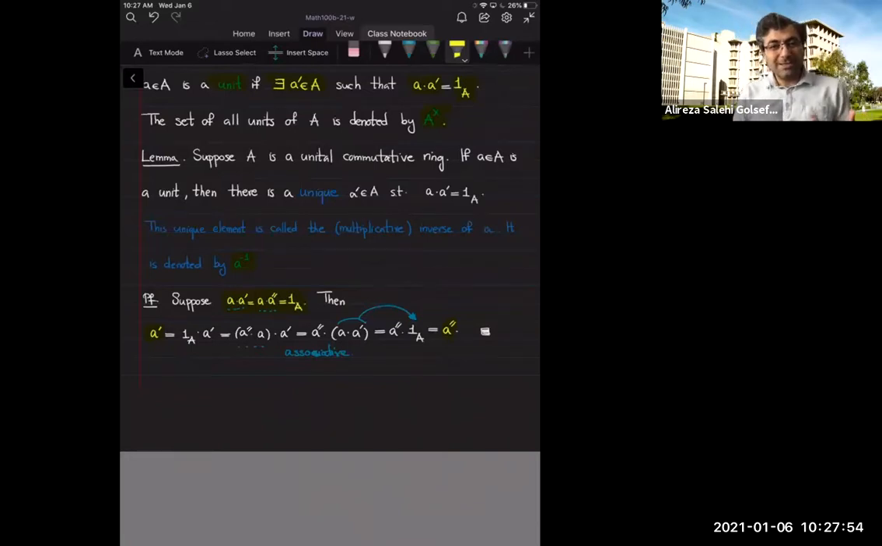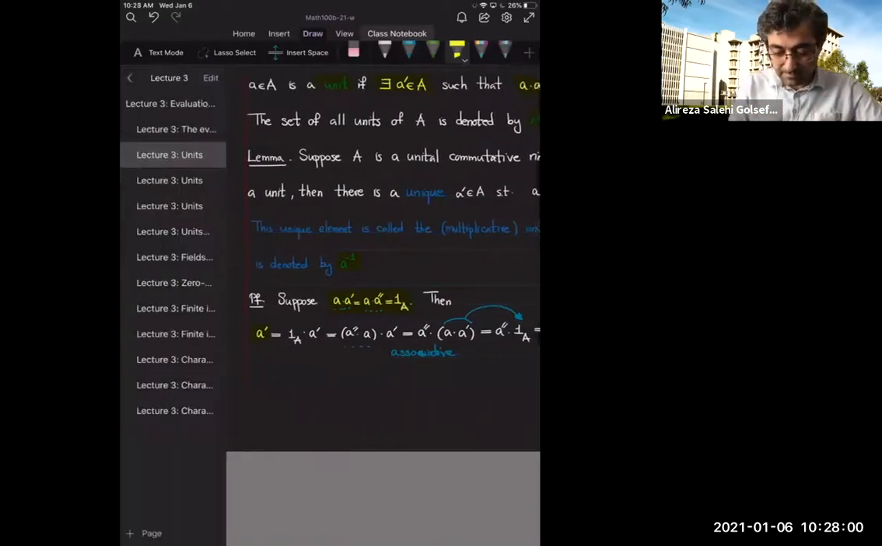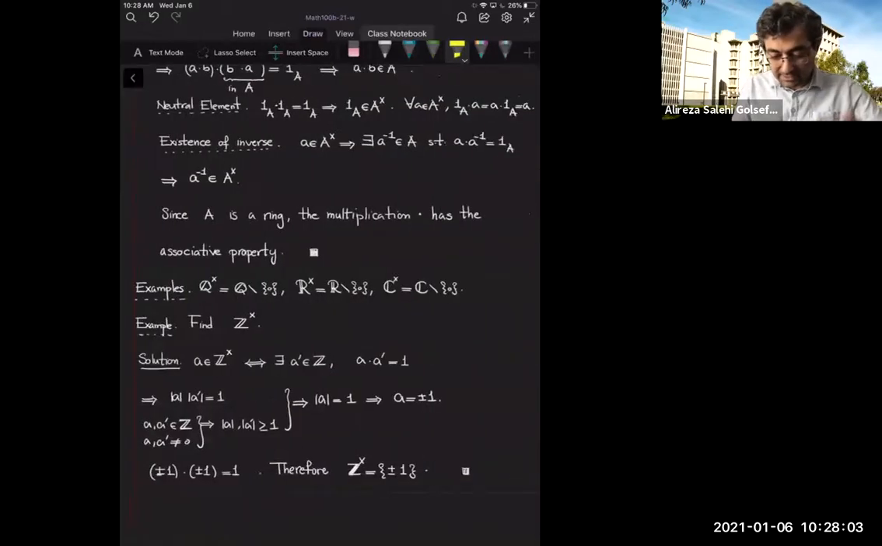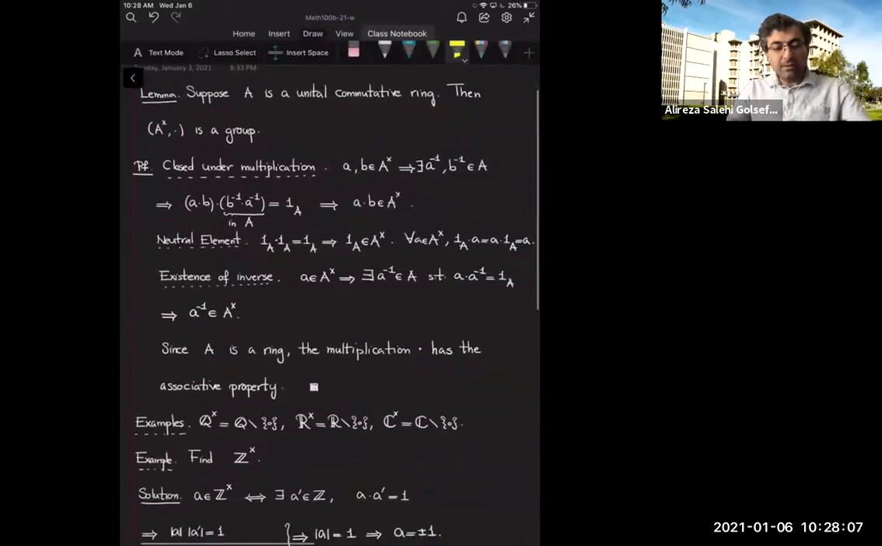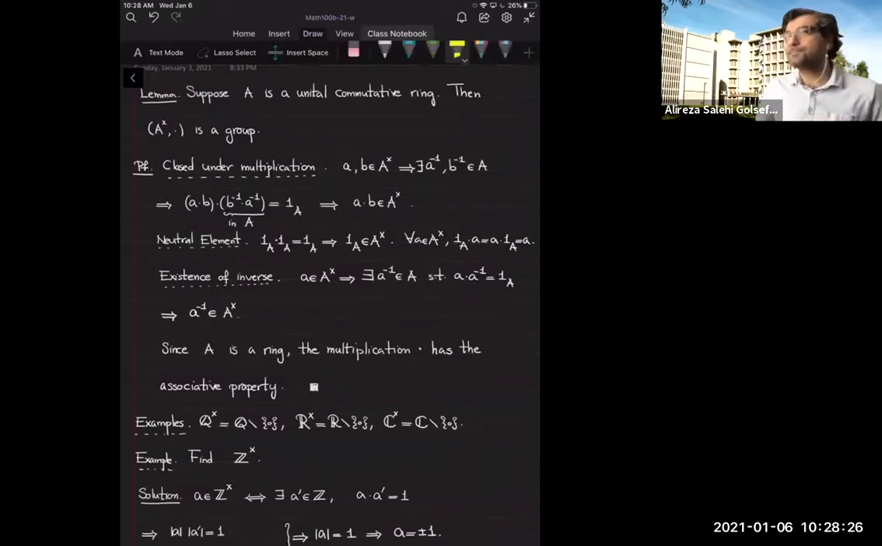Now, next we see that, in fact, the set of all the units form a group under multiplication. No matter what ring is, I'm going to get a group out of it. So let's see why this is the case. In order to show a set and a potential operation is a group, first I need to show that it is indeed an operation. In this case, I have to show that A cross is closed under multiplication. Next, I need to show that my operation has the associativity property. Then I have to discuss why there is a neutral element. And finally, I have to discuss why every element has an inverse.